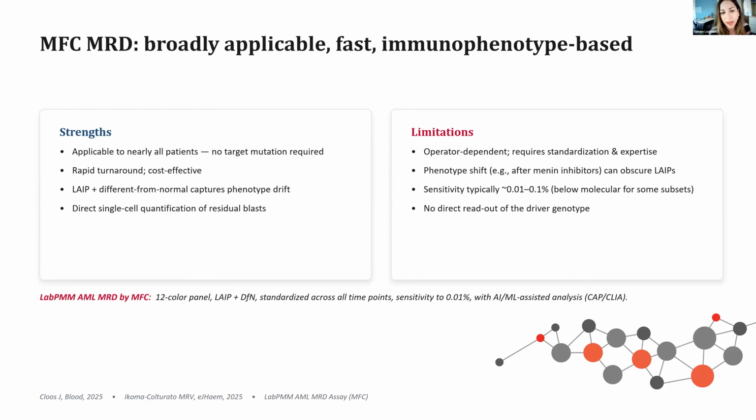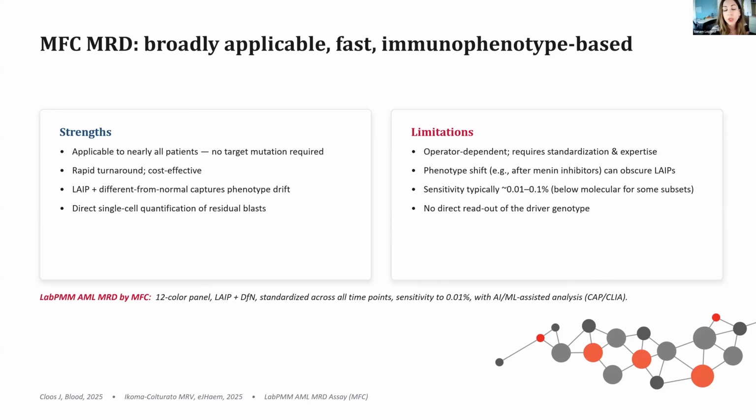I'm a big fan of flow cytometry, and I know that the field really wants to say that molecular is more novel and better, but in reality, flow cytometry continues to be very helpful. It may not be as objective, but it's definitely very helpful. One of the best or most important strengths of flow is that it applies to nearly all patients because there's no specific target that you're going after. You're just looking for a deviation from normal or an aberrant immunophenotype.